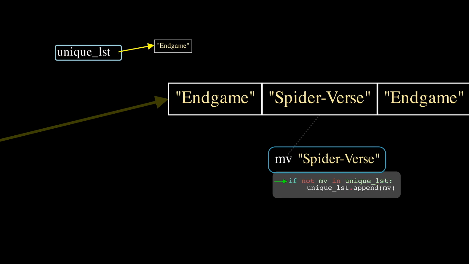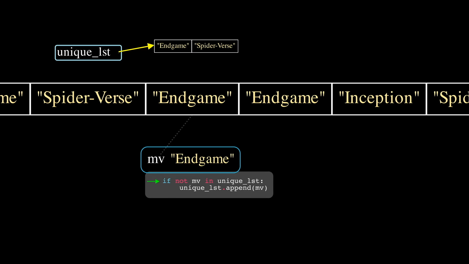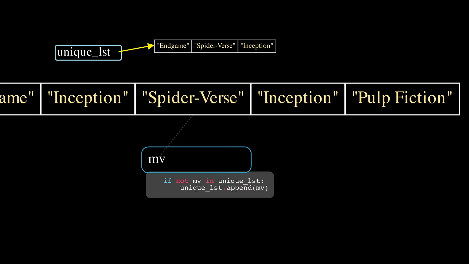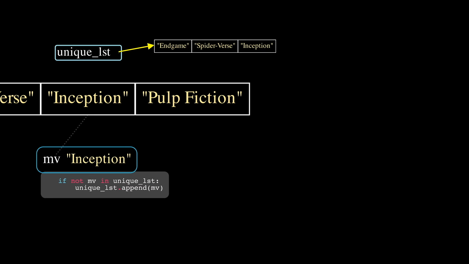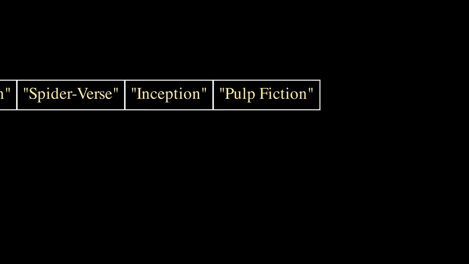Spider-Verse not in unique list? True. We append. Next one. Endgame is already in there. We do not append. So if my verbal commentary of for loops starts to get pretty monotonous and predictable for you, hey, yeah, you start to really internalize for loop now.